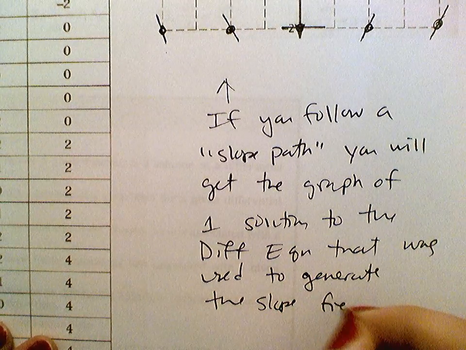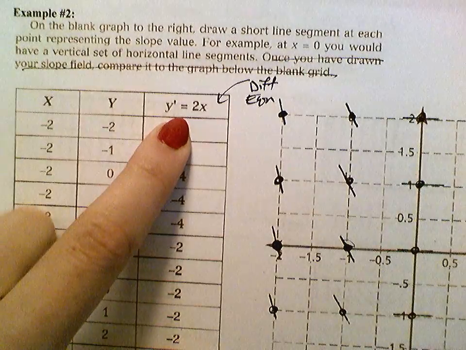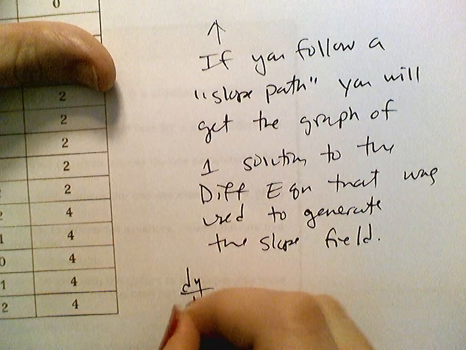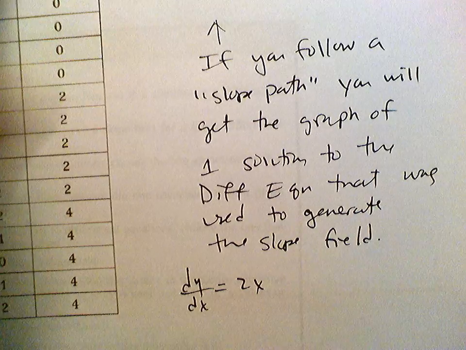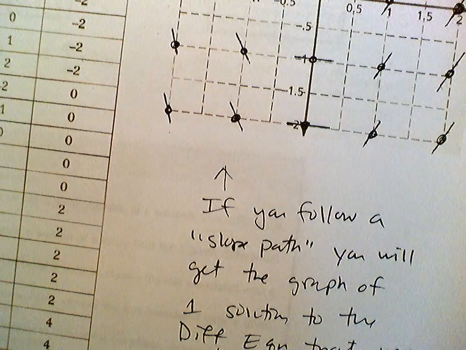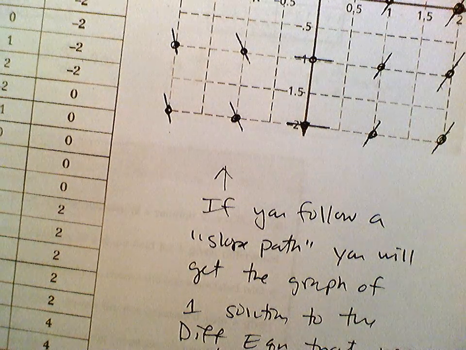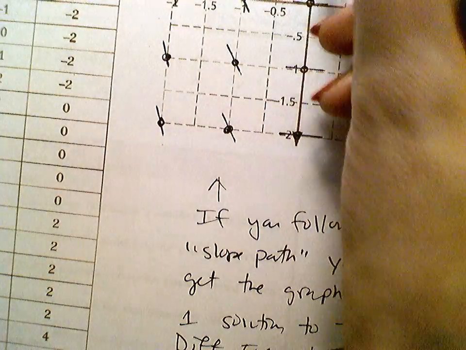that was used to generate the slope field. Now we're almost done with this part of the video, guys. This is the differential equation that was used to generate the slope field. So dy/dx is 2x. I just changed from prime to Leibniz notation. Now let me try to follow a slope path.